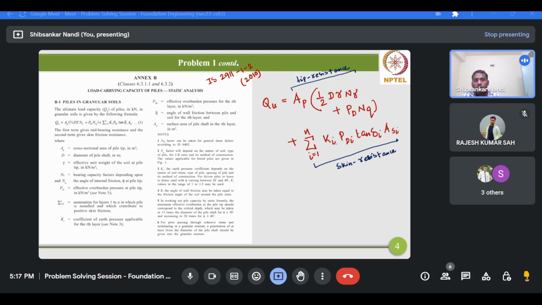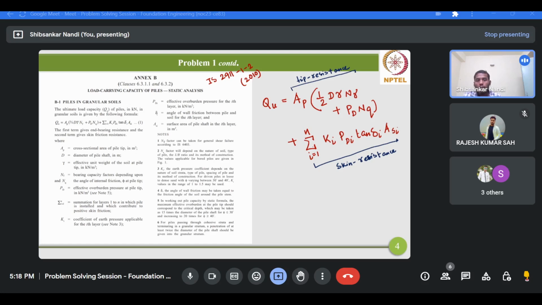And in the second part, K_i is the earth pressure coefficient for the ith layer. P_Di is the average effective vertical overburden pressure for that ith layer. Delta_i is the angle of wall friction between the pile and soil for the ith layer. And A_si is the surface area of the pile shaft in the ith layer.